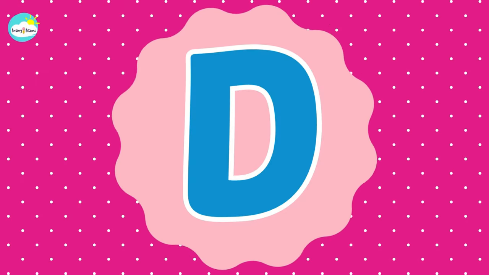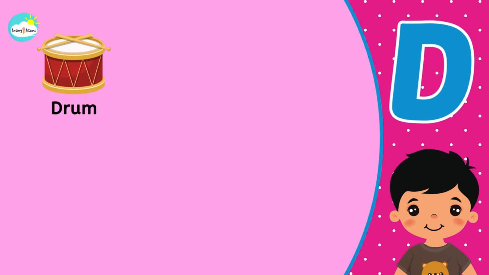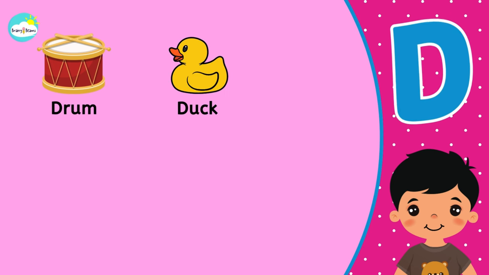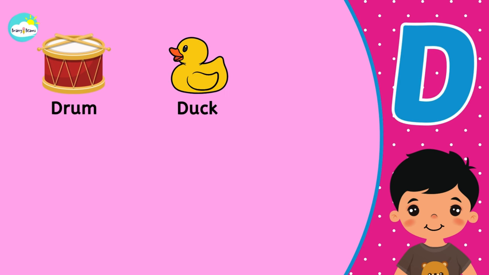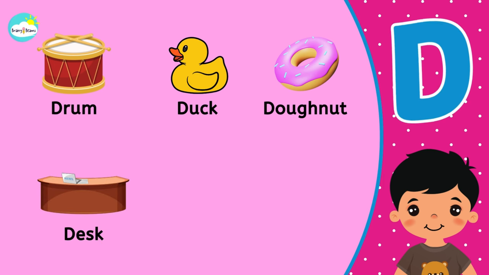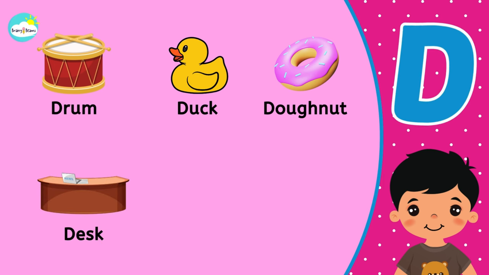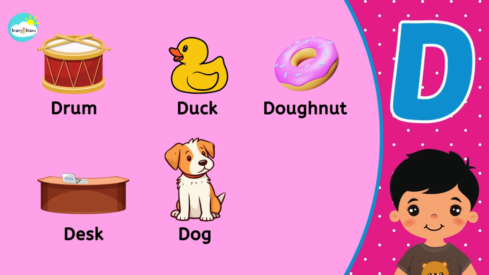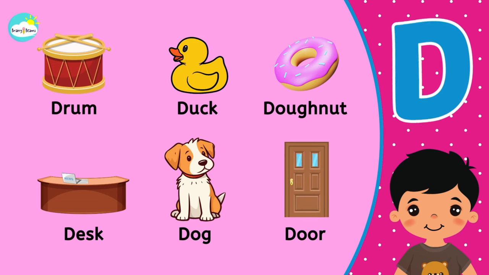D. D is for drum. D is for duck. D is for donut. D is for desk. D is for dog. D is for door.